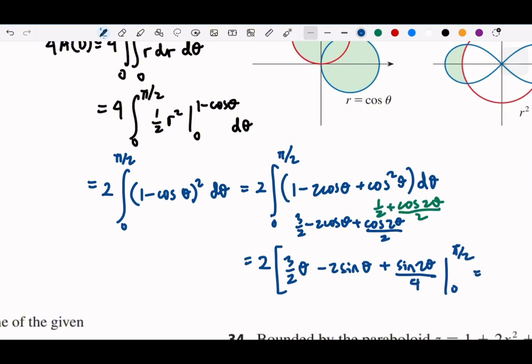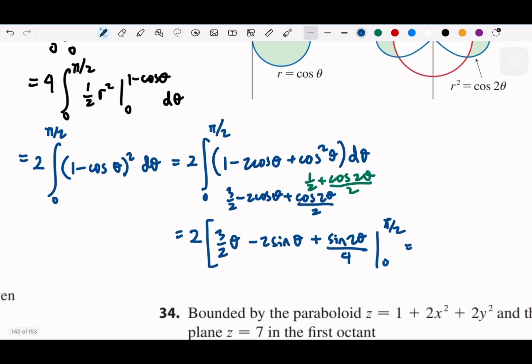And if you compute this, you will get 3 over 2 pi, multiplied by 2 is 3, and then we have another one here which is minus 2, so minus 4, so 3 pi minus 4, over 2, pi, right? Okay.